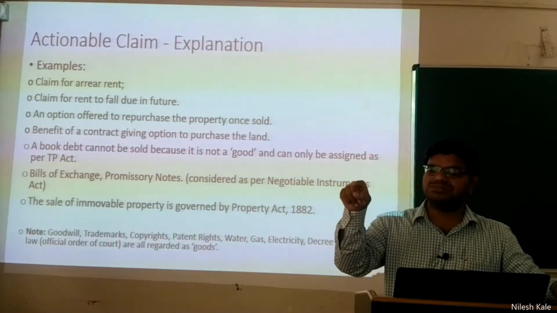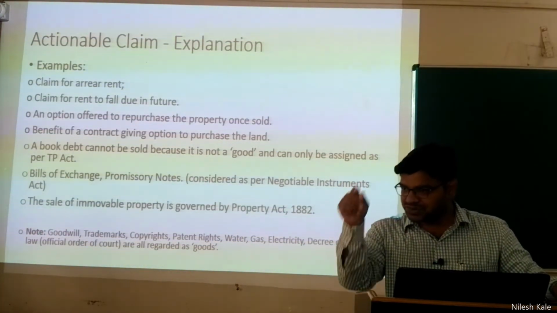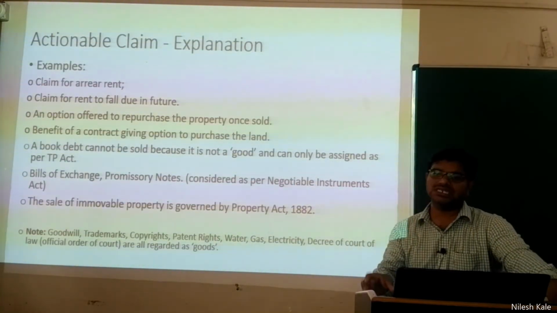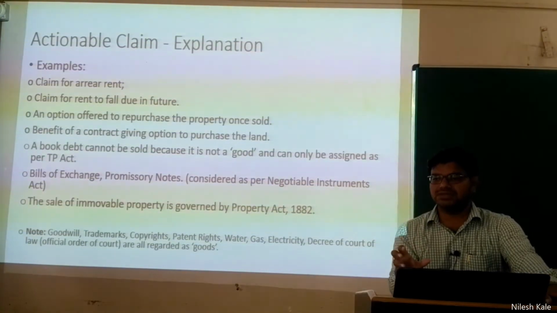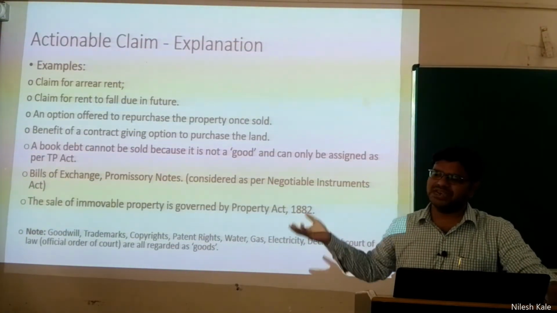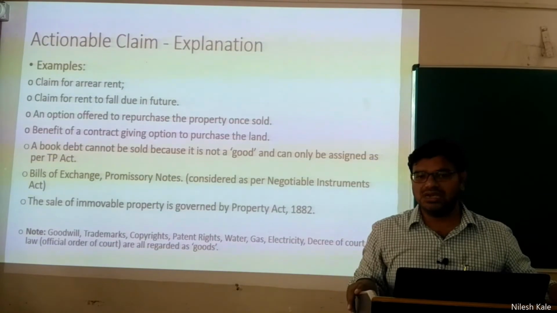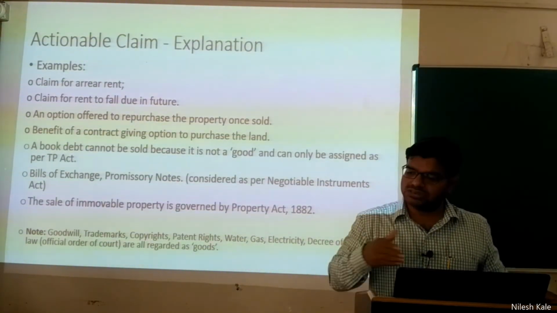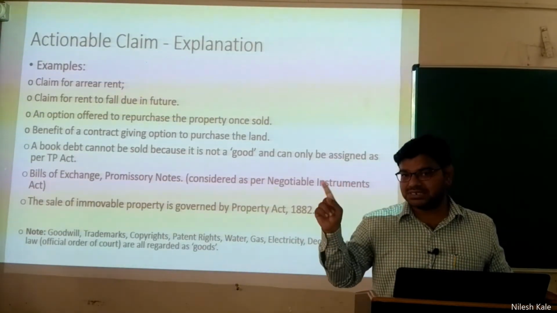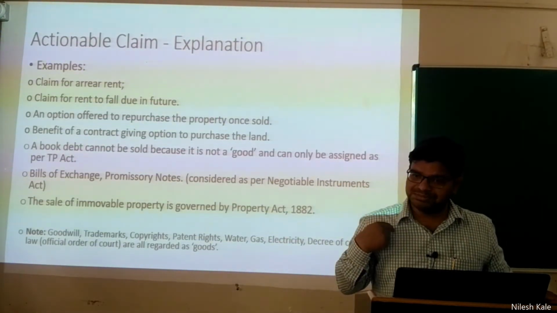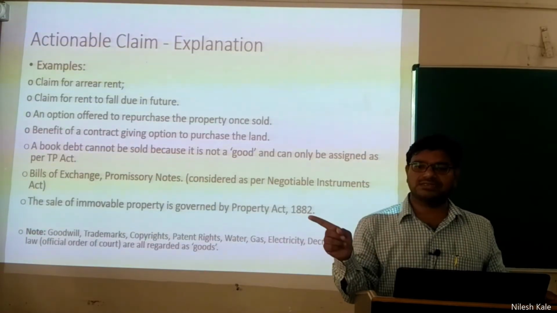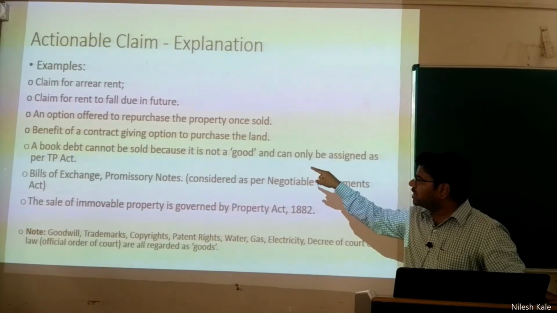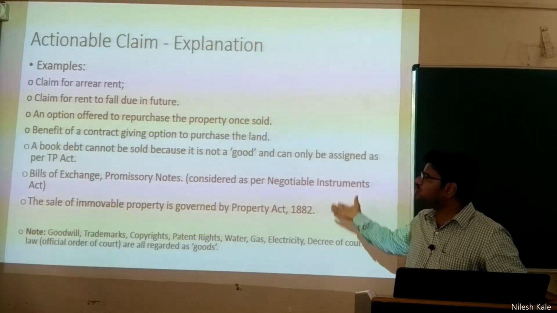So if that person is purchasing land from me, then these three benefits I will give, right? So that benefit is considered as actionable claim. Let us suppose any person comes and purchases land from me, and if I do not give him the borewell or the electricity connection or the road, then that person can take action against me. Now that is the claim that he has. Understood? Good.